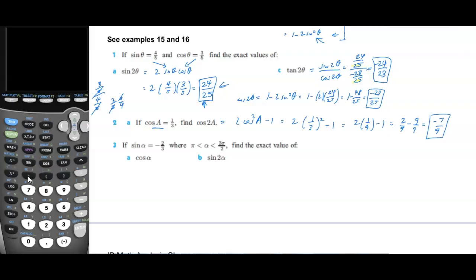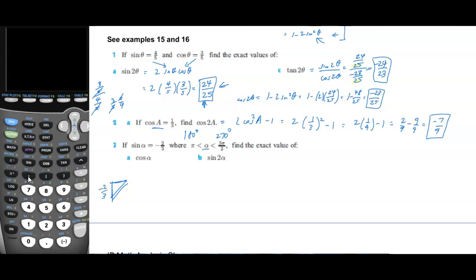Okay. Last one. If sine alpha is negative 2/3, where alpha is between pi and 3 pi over 2, remember pi is 180 degrees, and 3 pi over 2 is 270 degrees, find the exact value of cosine alpha and sine 2 alpha. Okay, so if sine of alpha is negative 2/3, and it's between 180 and 270, right? So it's in the third quadrant. So that would be like this triangle right here. So the sine is negative 2/3.